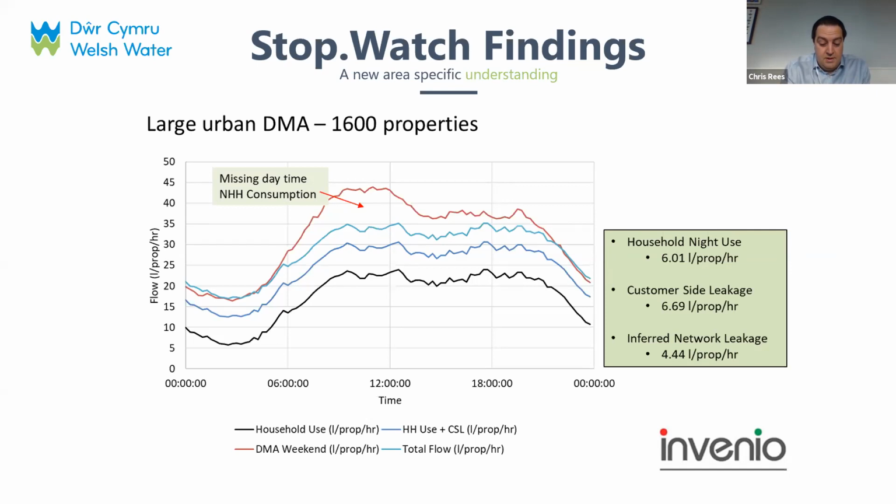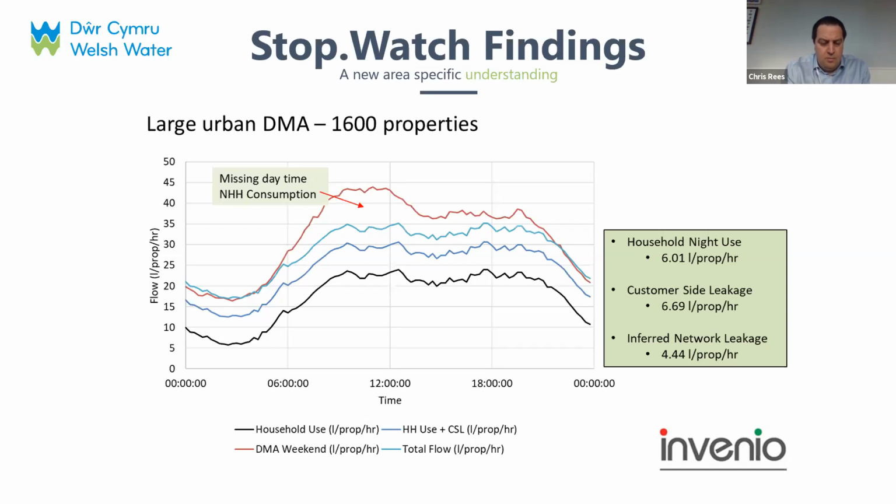So in this instance, we can tailor our approach. Whereas we would have deployed leakage inspectors on the network, we can deploy our Project Cartref program, which targets customer side losses and high use. So really getting into the efficiencies there of where we would have been chasing network leakage, which doesn't actually exist.